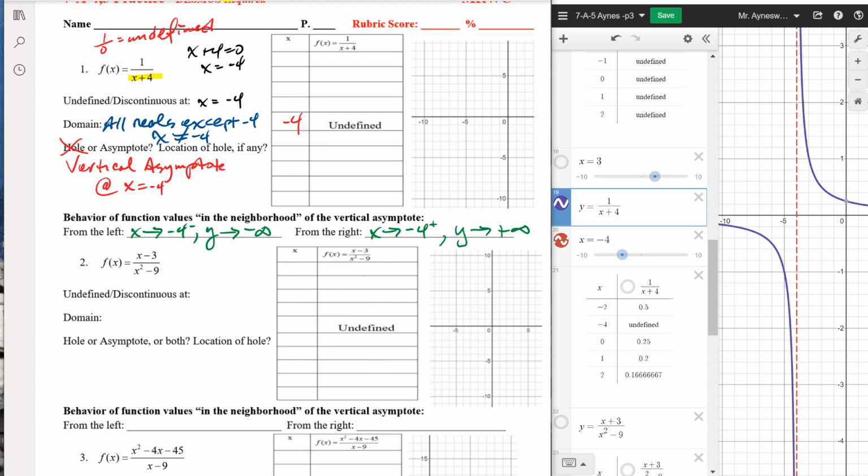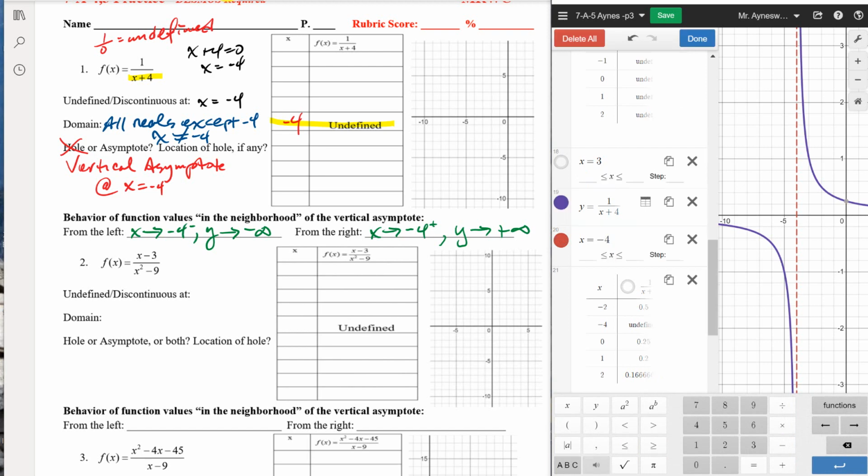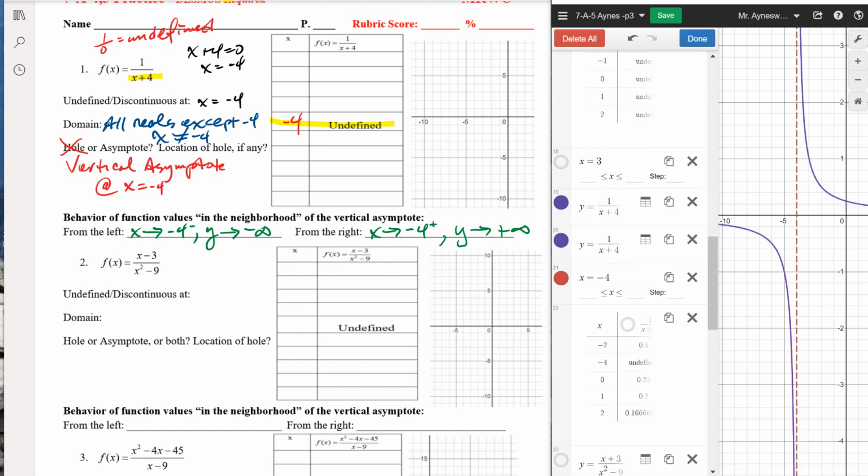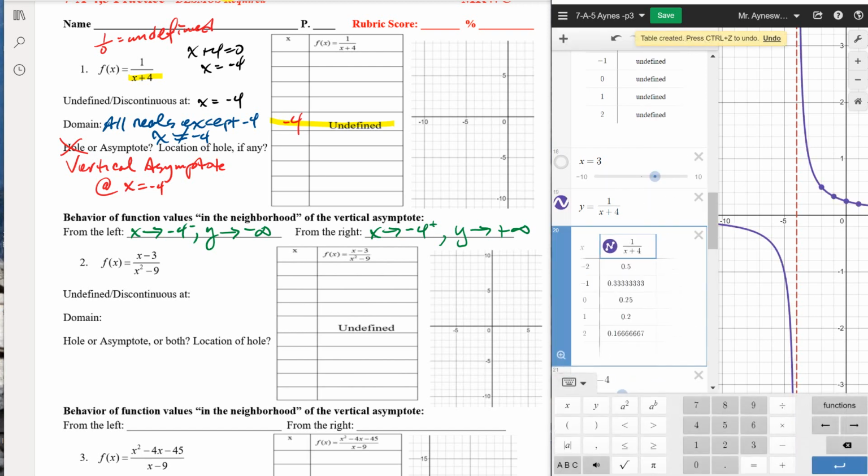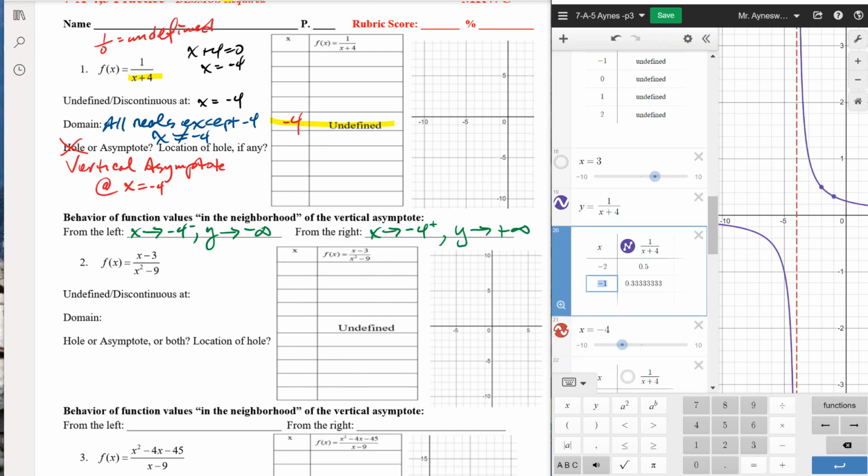So take a look at the table here; it's undefined there. To see that, what you do is you take a look at the function, click on the gear. Duplicate the function and then change it to a table and then put in the correct values. And so I'm going to just omit all these values and I'm going to go down a couple spaces right here. I'm going to put in -4. You'll see it's undefined there.